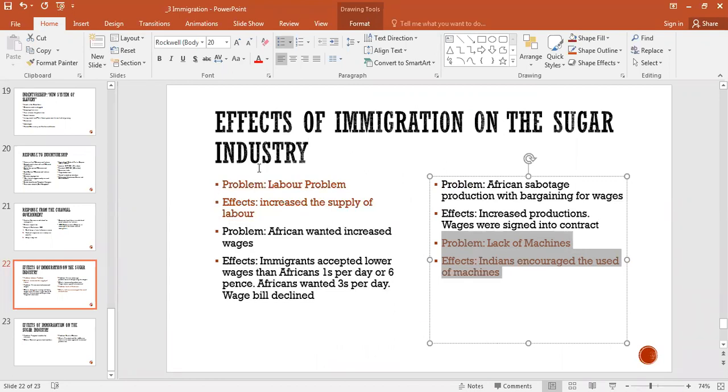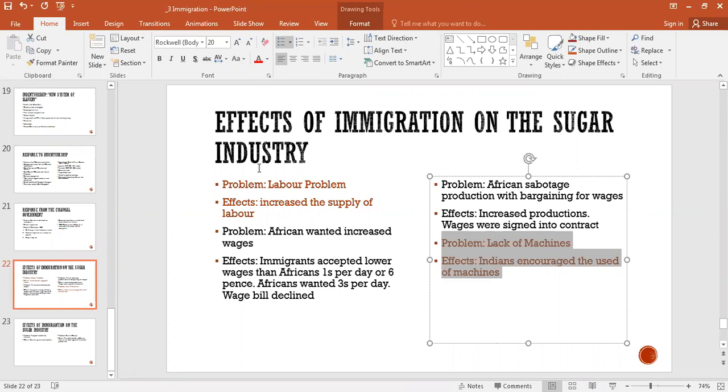So one of the points is that we know that they had a labor problem. Correct? Yes, sir. And if they had a labor problem, once you have immigrants coming into the Caribbean, then they are going to have increased supply of labor. So the Chinese coming in and the Indians coming in will solve the labor problem.